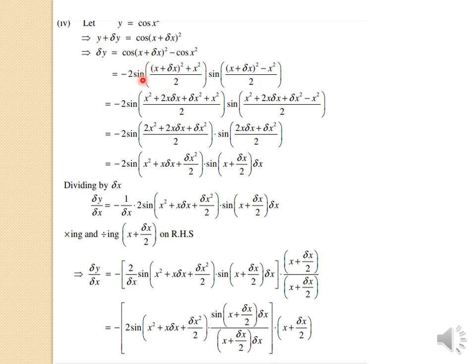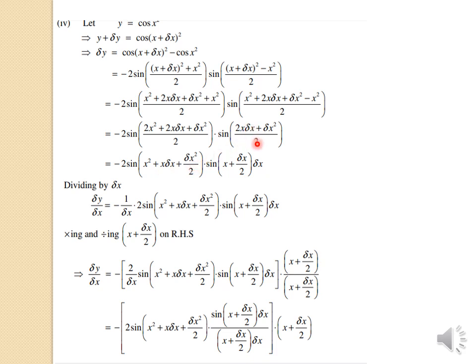Then apply the formula of cos alpha minus cos beta. The formula of cos alpha minus cos beta is 2 sine of (alpha plus beta) upon 2 and (alpha minus beta) upon 2, and the value of alpha is x plus delta x and the value of beta is x square. Similarly put here the value of alpha as x plus delta x and the value of beta as x square. Then open the formula of (a plus b) whole square, and here we also open the formula of (a plus b) whole square, and after simplification we get this, and if we divide this whole term by 2 then we will get this.